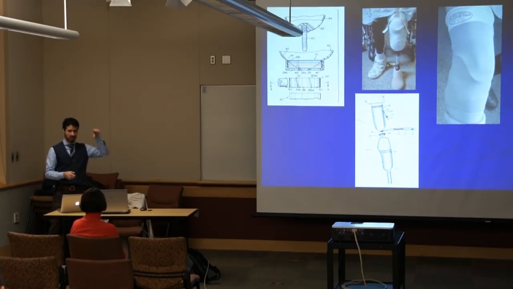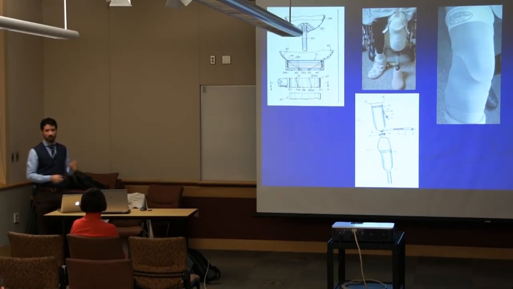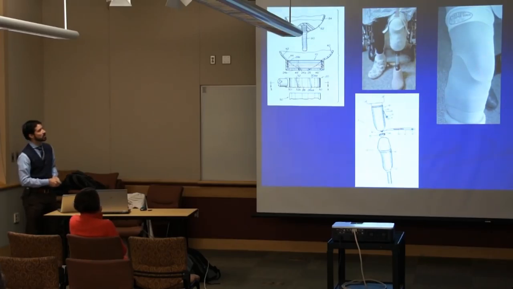Whereas with the pin, you're trying to jam it down in there, which doesn't work so well with those big bulbous limbs. Okay, knee sleeve suspension. So this is the socket down here. So the foot would be down here. And this is the thigh.